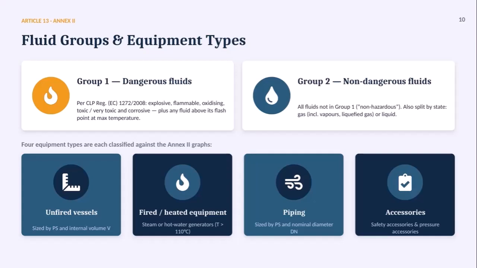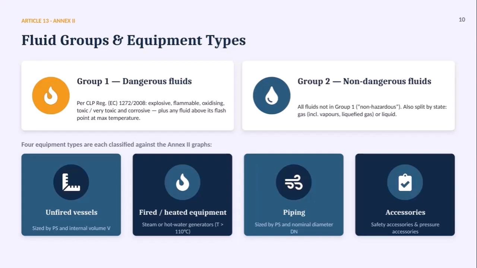Group 2 consists of non-dangerous fluids. This group is made up of all other fluids not classified in Group 1, often referred to as non-hazardous fluids. These are further divided by their state, whether they are gases, including vapors and liquefied gases, or liquids.